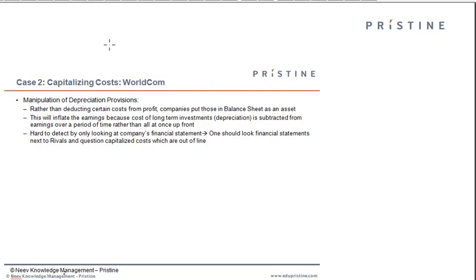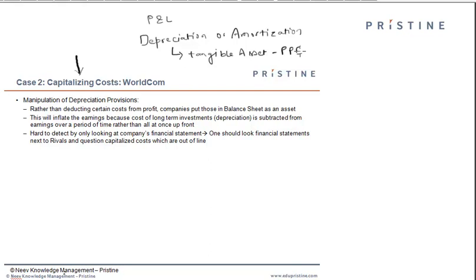Hello, and welcome to this tutorial where we are going to study accounting fraud related to capitalizing cost. Now, if we look at the P&L statement, the profit and loss statement of your company, there is one kind of cost which is known as depreciation or amortization cost. Depreciation cost is in the case of tangible assets like plant, property and equipment, and amortization is done in case of intangible assets like copyrights, patents, etc.